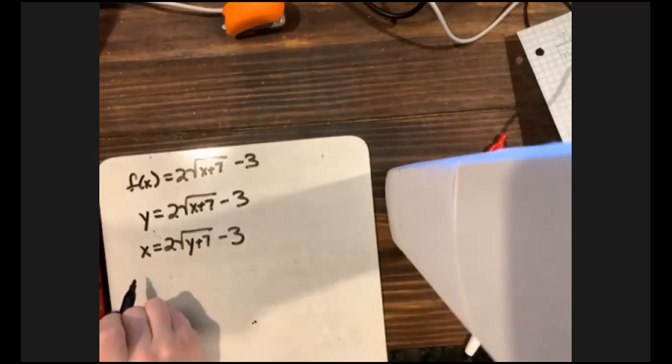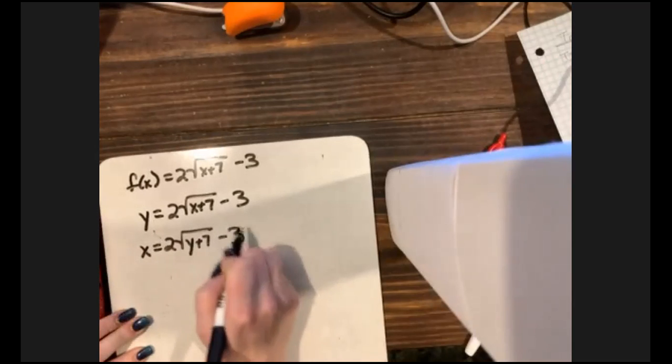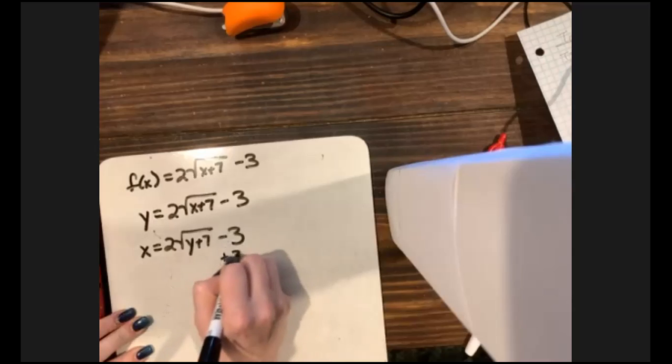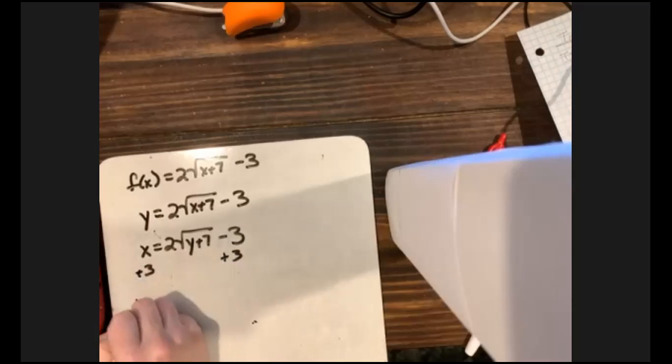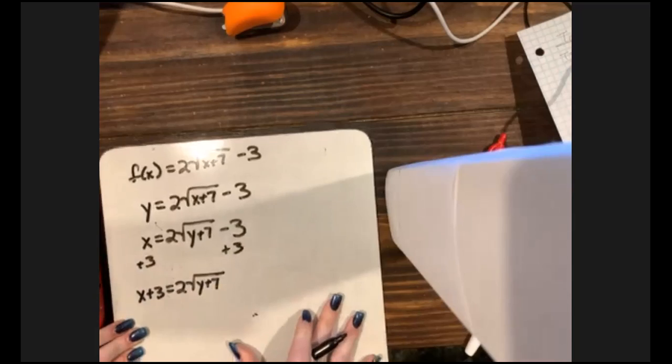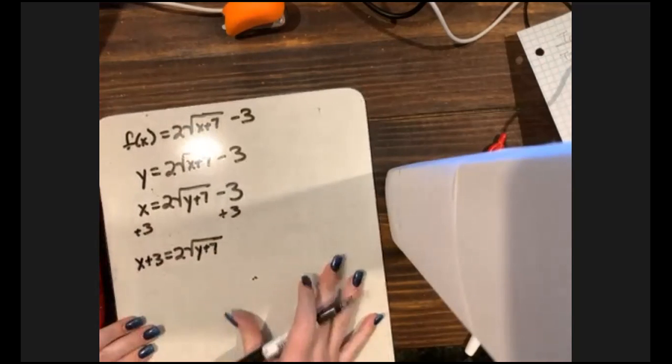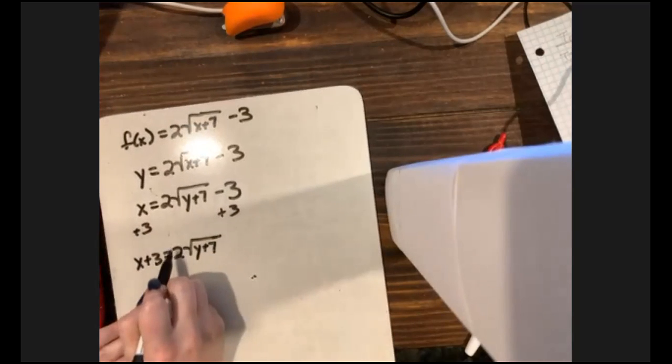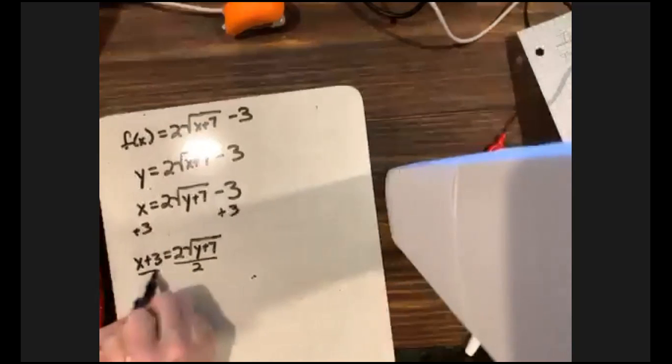So when we look at this, the first layer that needs to get peeled away is this one. Okay, so we're going to add 3 to both sides. Okay. Now the next layer is I'm going to have to clear this 2. So I'm going to divide both sides by 2.